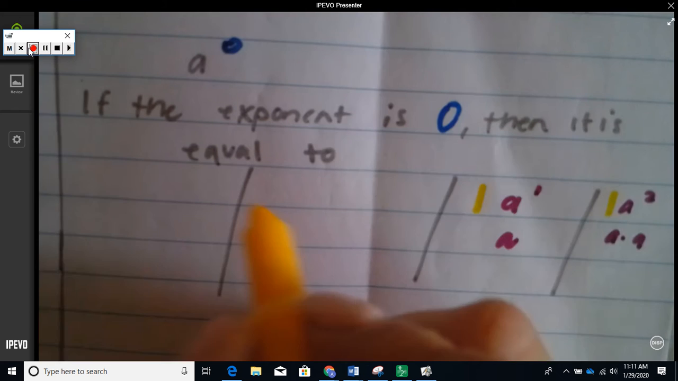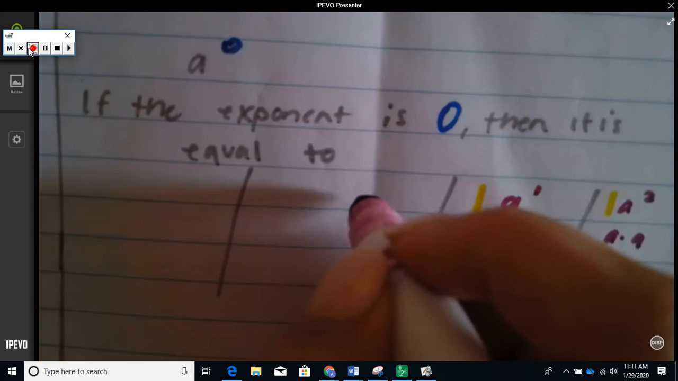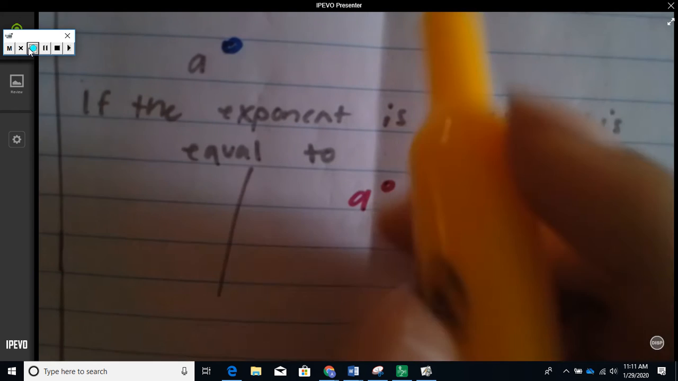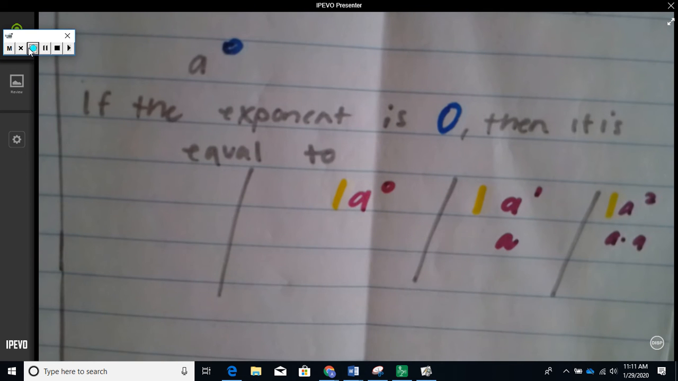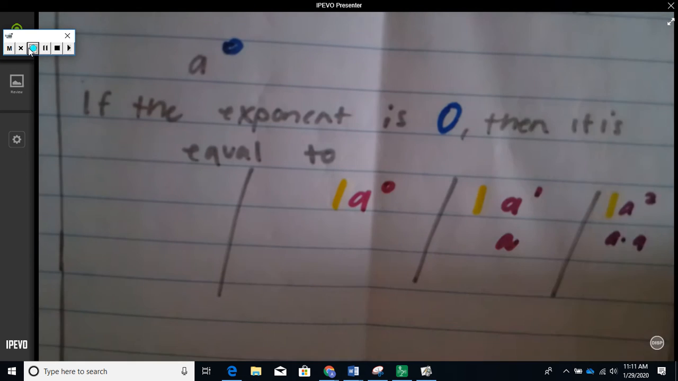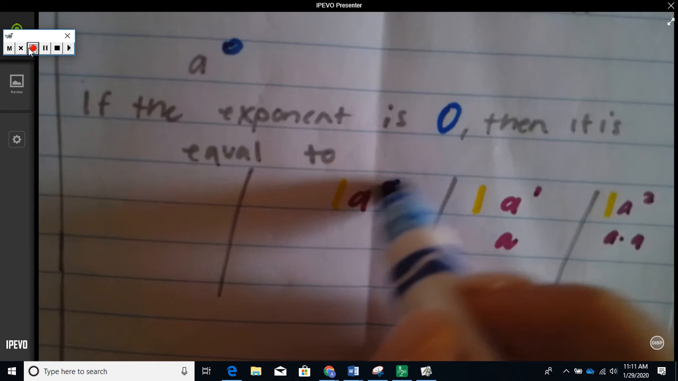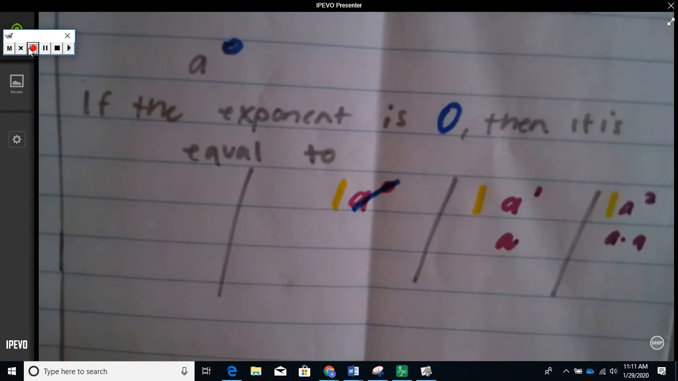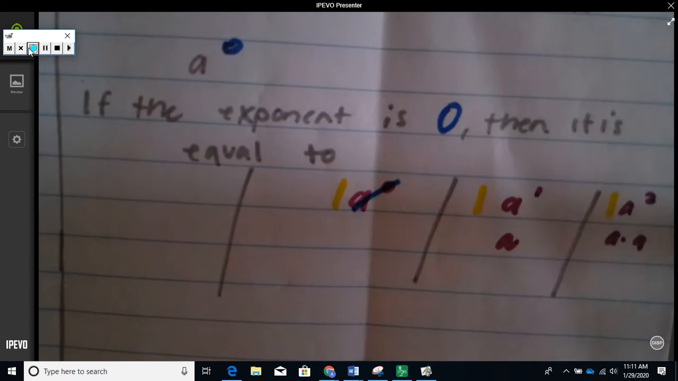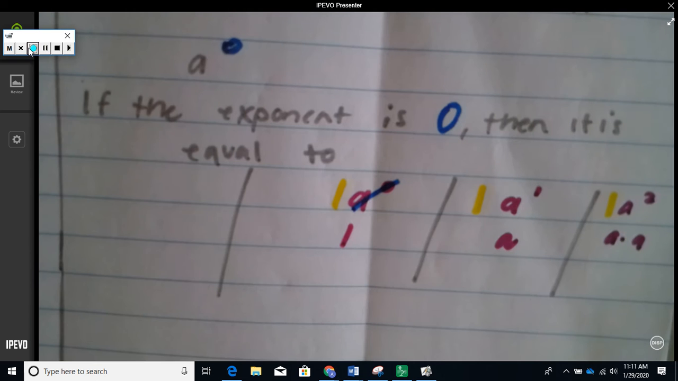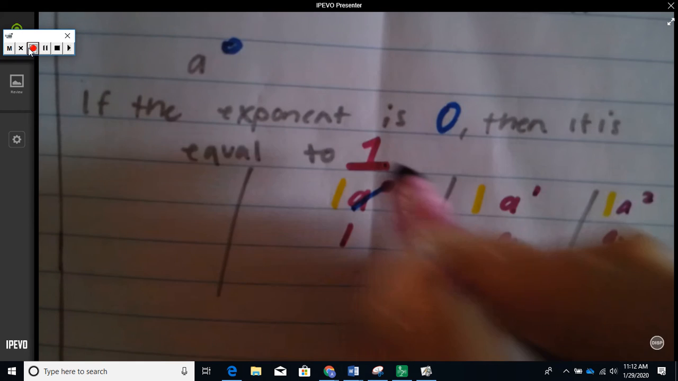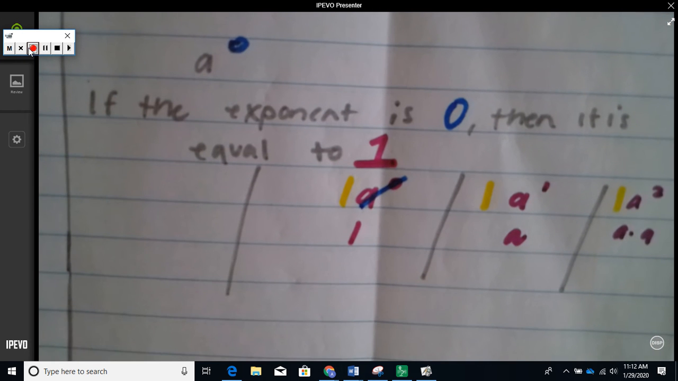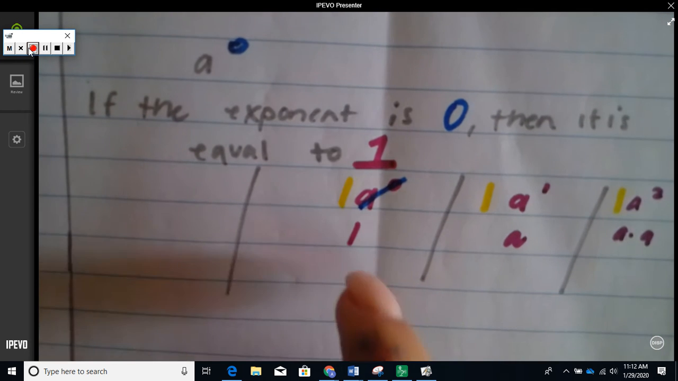So there's always the coefficient of 1. Now, when you have a to the power of 0, you see the coefficient of 1, but you don't have any a's. No a's. So that means that when you have a to the power of 0, your answer is 1. Anytime it has an exponent of 0, it's equal to 1. Not a, because you don't have any a's. It's the number 1.